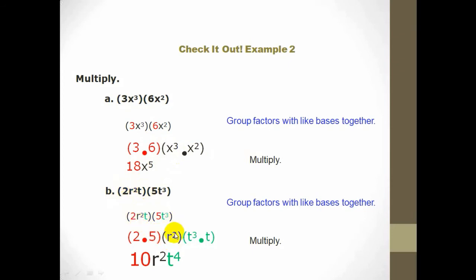r square is one monomial, one variable, and t cube and t are like bases. So t cube multiplied by t: keep the base the same and add the power. t cube, 3 plus 1, t power 4, and r power 2, and similarly 2 multiplied by 5 is equal to 10. So the multiplication of these two monomials is equal to 10 r square t power 4.